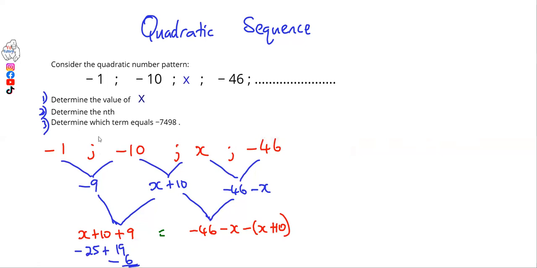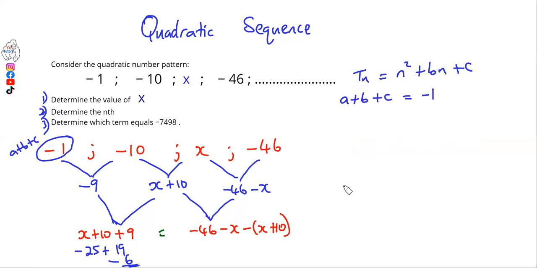Now, what we see from here is that to find the nth term, remember what we know, we want to use the equation Tn equals an squared plus bn plus c. But from this here, we can see that this is our a plus b plus c. So a plus b plus c is equal to negative 1, okay? Remember what we have said previously. Then here we have negative 9, which is our 3a plus b. So 3a plus b is equal to negative 9, okay?